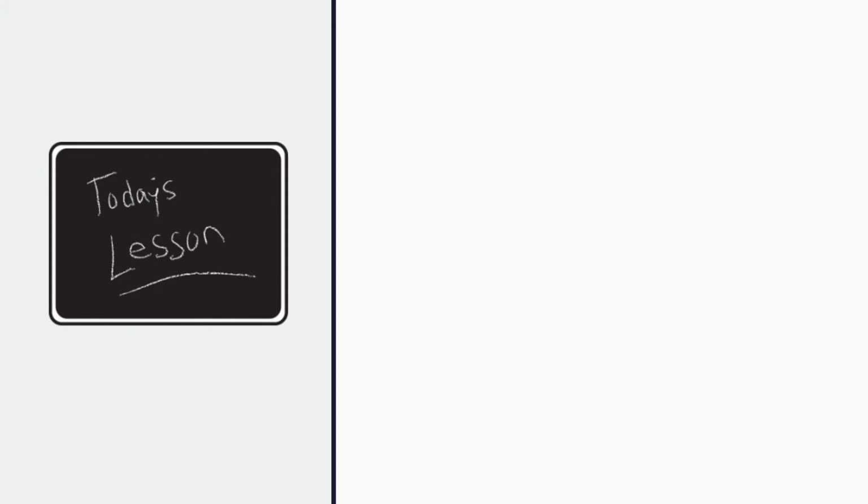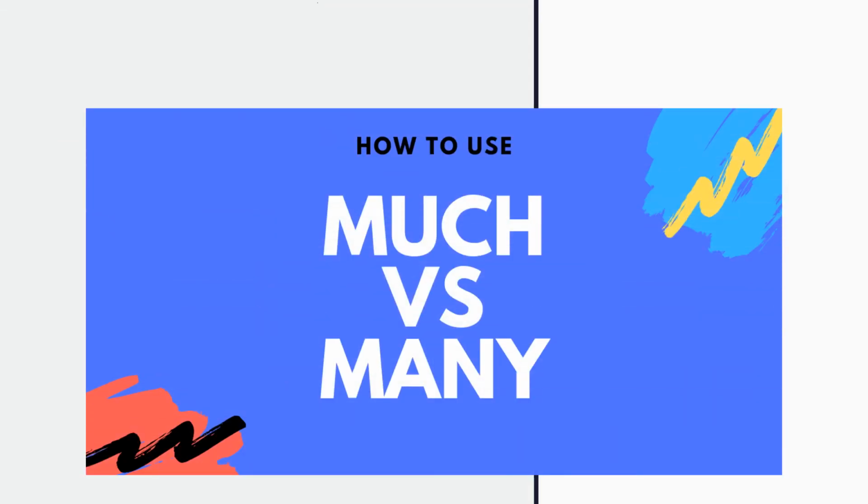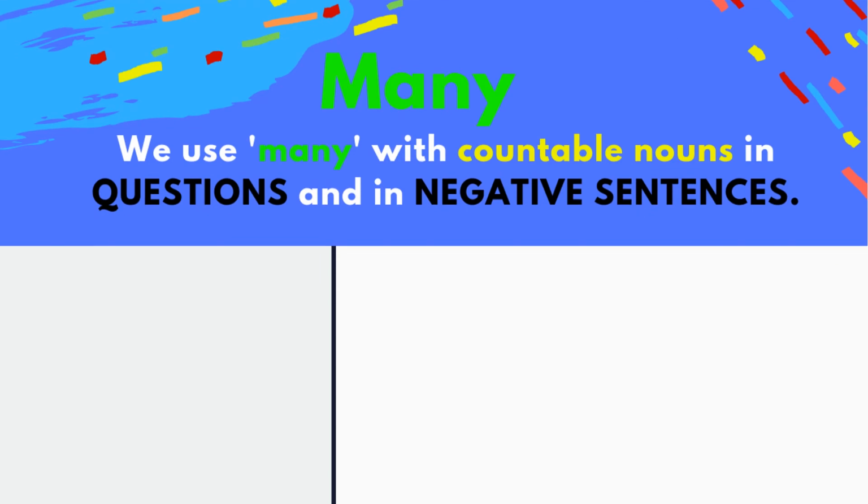Now, our today's lesson is about the use of much versus many. So, how to use much versus many? Do you have any clue? Yes, it is with relation to countable and uncountable noun. How? Let's look it out. Many. We use many with countable nouns. Remember, countable nouns, we can count this. So we use many if the thing can be counted.